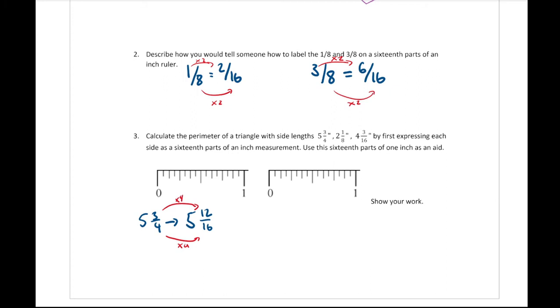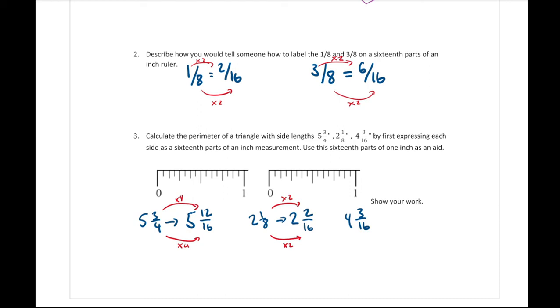The next one, 2 1/8. We've just kind of done this conversion in the last one. I want it to be 2 and something over 16, 16ths of an inch. What do I multiply 8 by to get to 16? I multiply by 2. So I must multiply the top number by 2 as well to make it equivalent, which is 2. And then finally, 4 3/16 is already in that form.